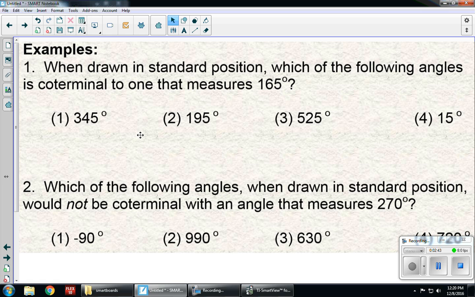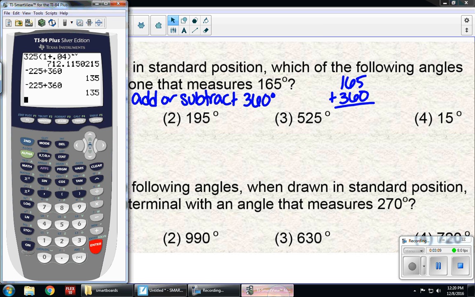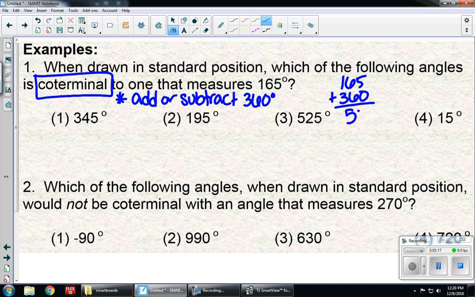Number 1, when drawn in standard position, which of the following angles is coterminal to one that measures 165? So coterminal, I'm thinking I'm going to add or subtract 360 degrees. I'm going to start with 165 and add 360. Nice and easy, right in our calculator. 165 plus 360, and I get 525, which is answer choice 3.